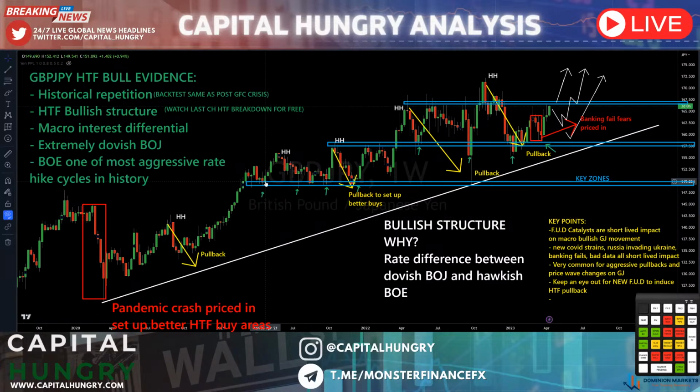Or even during the 2021 phase, we had Russia invading Ukraine, which obviously leads to more short-term market fear, more strength in the Japanese yen. But that short-term strength in the Japanese yen was not enough to outweigh how extremely dovish and loose the monetary policy is by the Bank of Japan.